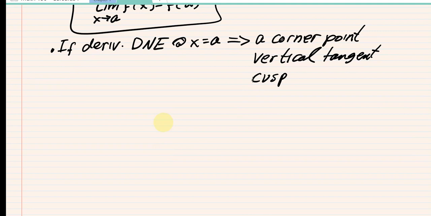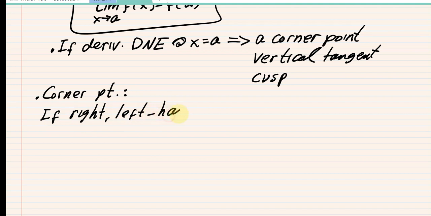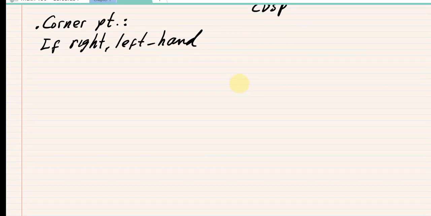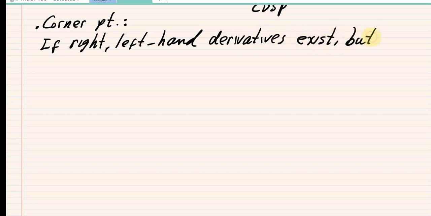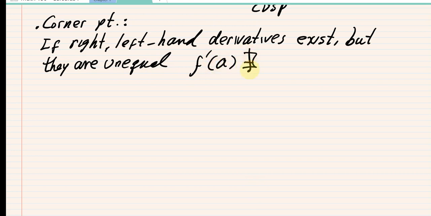Now for a corner point, let's take a look at what happens. With a corner point, the right and left hand derivatives do exist, but they are unequal. So how do we classify a corner point? This is when the right and left hand derivatives exist, but they are unequal. In other words, f prime at a does not exist.